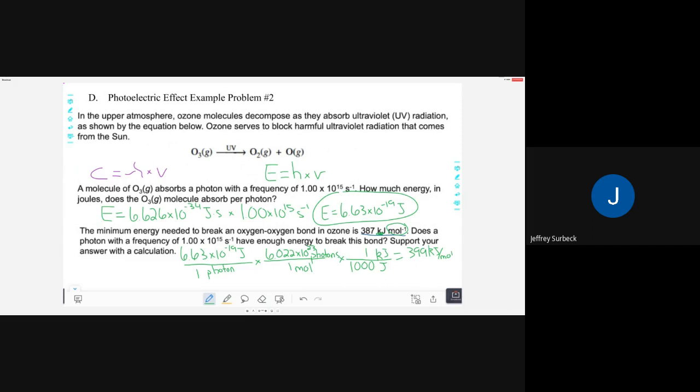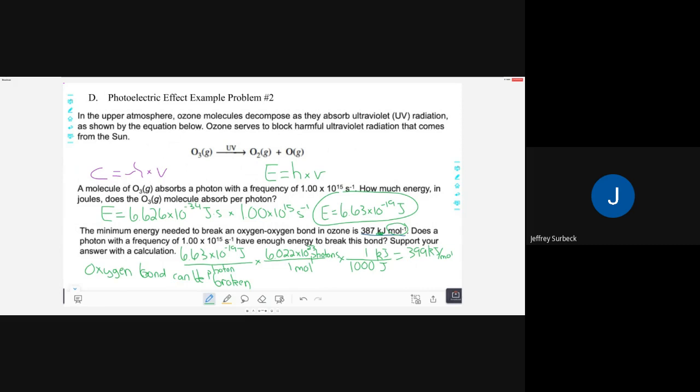Now, let's just think about what this is talking about. It needs at least 387 kilojoules per mole. With the value that was put into it, does it receive that much? Yeah, so since it receives that much, the bond can be broken. So you could put, our oxygen bond can be broken because the amount of energy that we put into it is bigger than the amount of energy needed to break the bond.